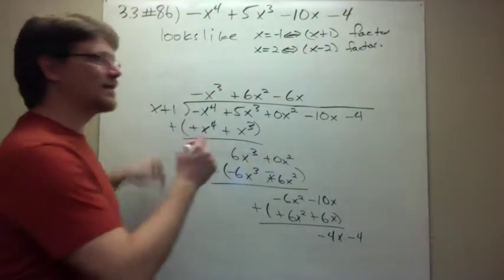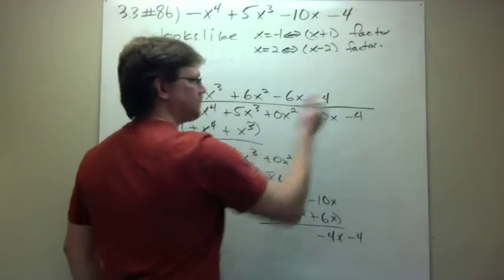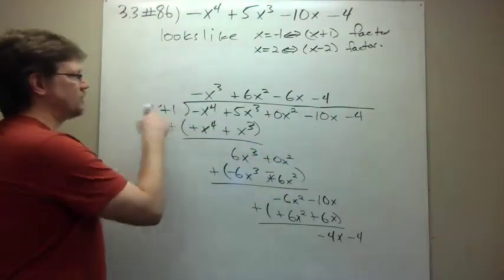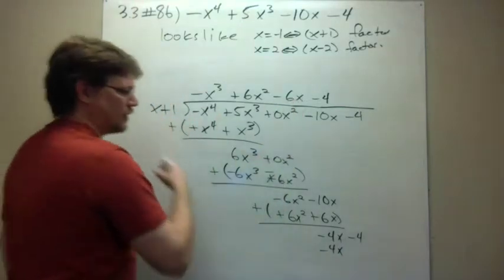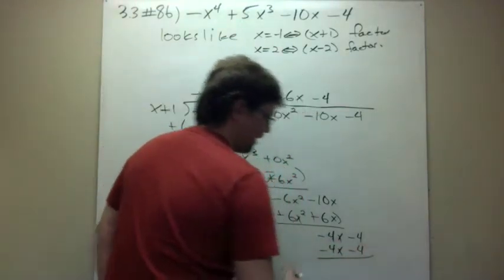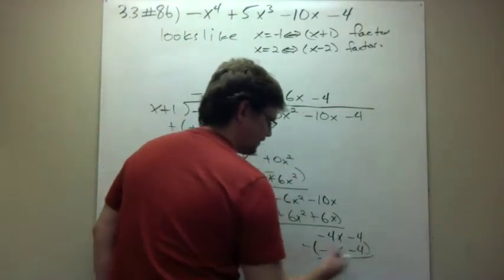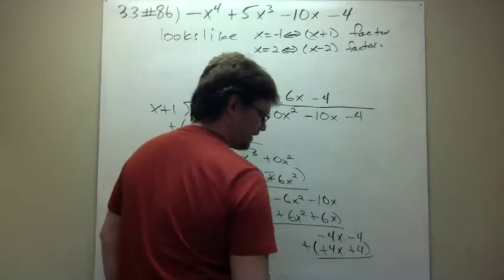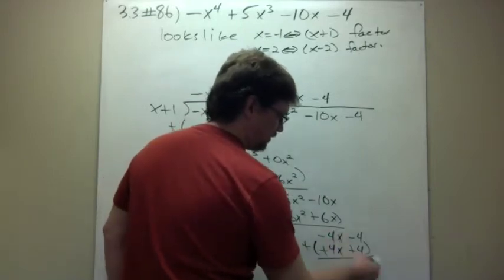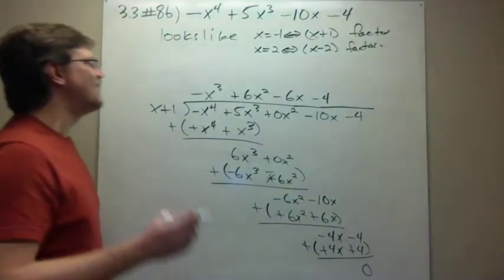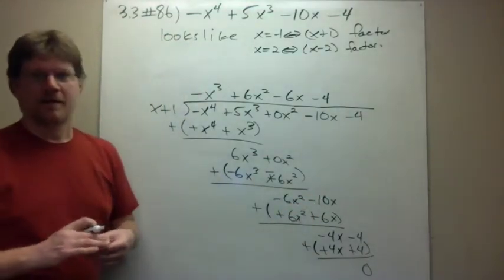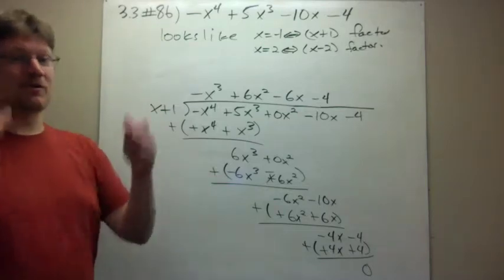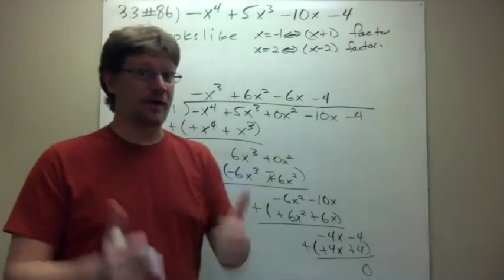All right, what do I need to do to the x to make it look like a minus 4x? I multiply by a minus 4. Minus 4 times x is a minus 4x. Minus 4 times 1 is a minus 4. And then I subtract, which is the same thing as flipping the signs and adding. And I get 0, 0, 0, remainder of 0. That means x plus 1 is a factor, right? That means when I looked at the graph, I looked at the right number, and that's good.